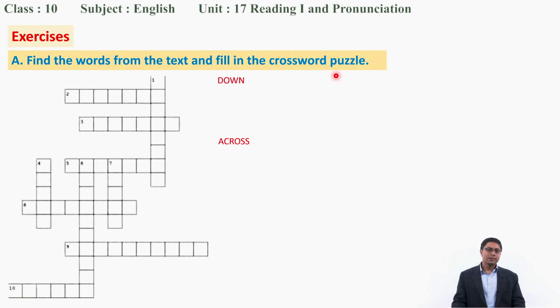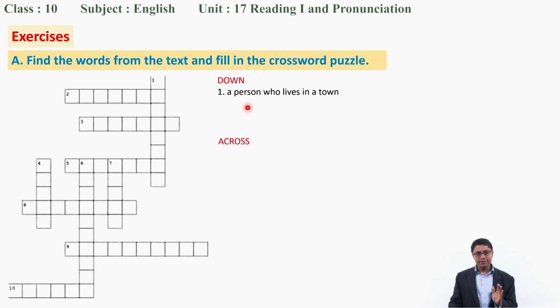Dear students, here you are going to find the words from the text and fill in this crossword puzzle. And for this, you are given the clues there. For example, let's begin with the first one. We'll do it together, okay? Let's see the first one. So there is a person who lives in a town and it's down. So see, you can see number 1 there. So it goes down. So here you need to fill the word which means a person who lives in a town. So do you know the word?